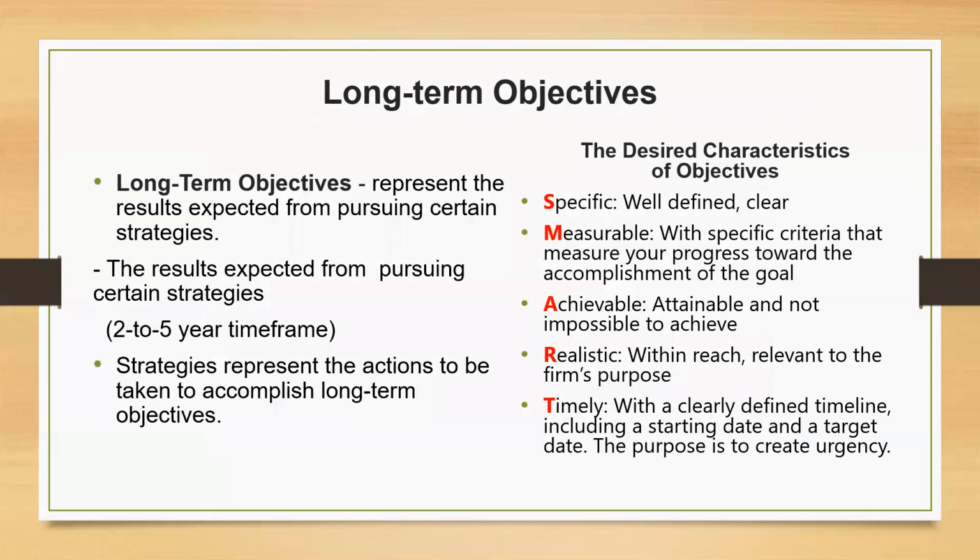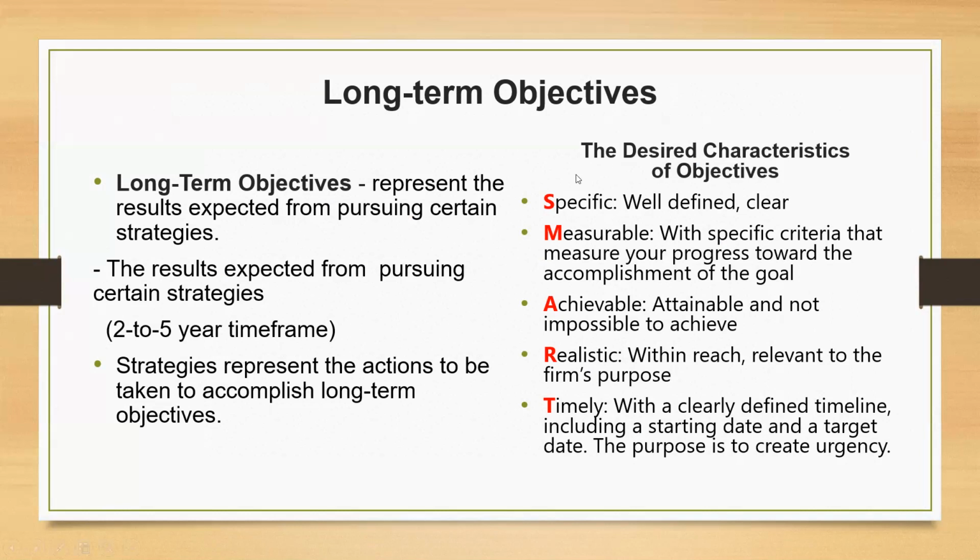Here, just a few definitions lang tayo kung ano ang long-term objectives. This represents the result expected from pursuing certain strategies, and this is a 2 to 5 year time frame na gagawin. So it must be long enough for the company para matrack yung kanyang mga gagawin for the next years. Strategies represent the actions to be taken to accomplish long-term objectives.